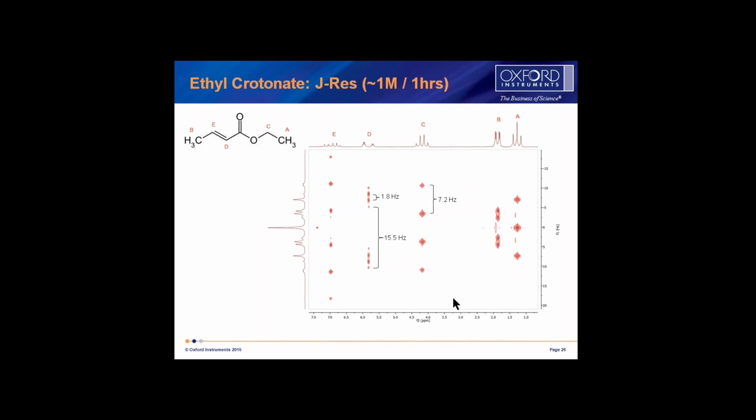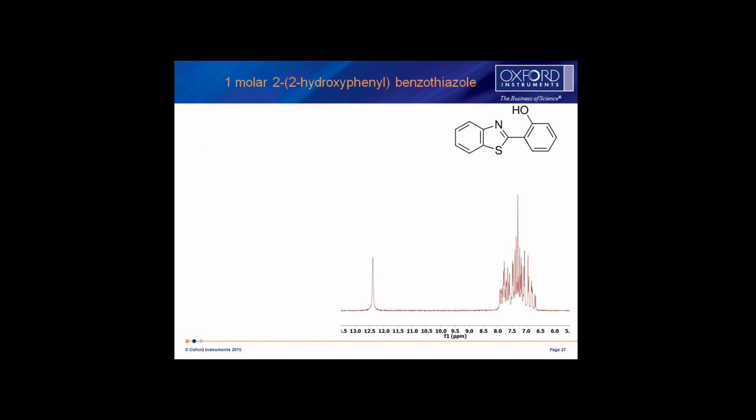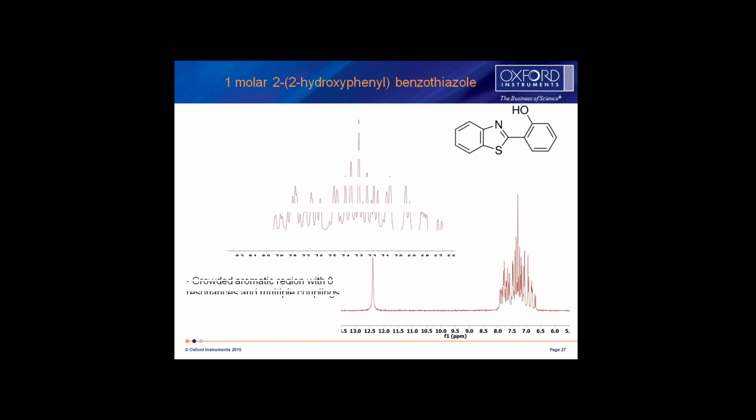But once again, ethyl crotonate is very well behaved, so we want to look at something a little more challenging. So here we have 2-(2-hydroxyphenyl)benzothiazole. Apart from the OH, we have 8 hydrogens, all of which lie in the aromatic region. And we can see, if we zoom in on the spectrum, those 8 resonances have many nearest neighbors, and there's a lot of couplings, and what we end up with is a very crowded aromatic region.